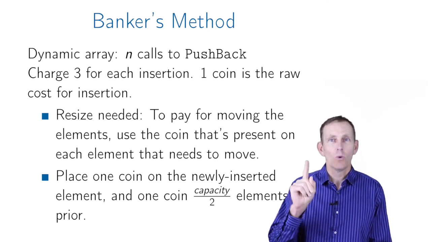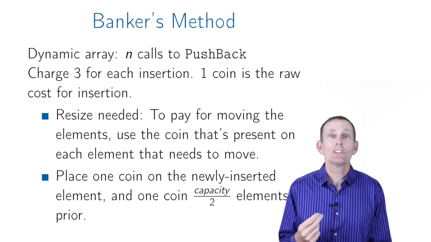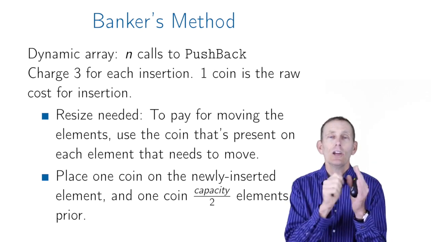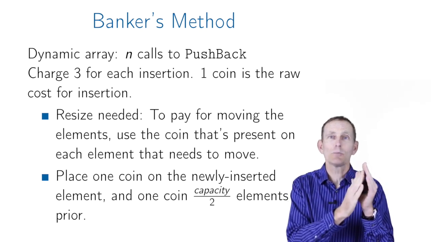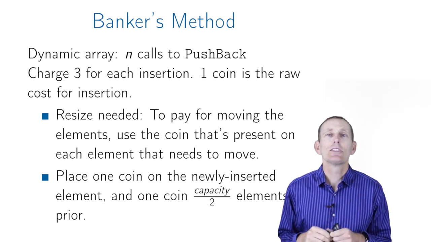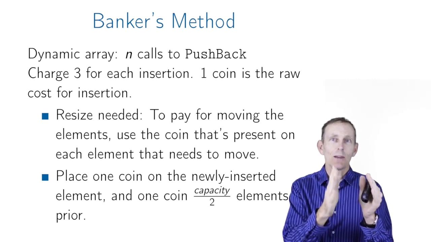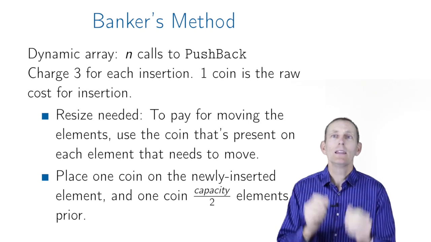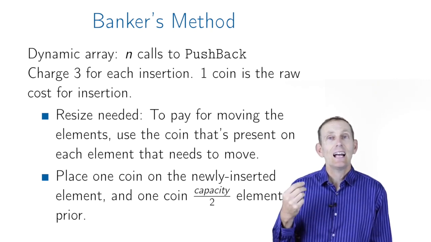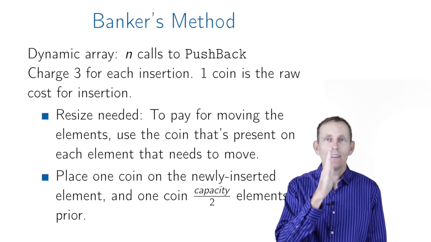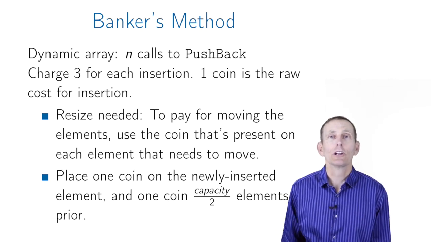So we charge 3. 1 is the raw cost for the insertion. If we need to resize, we've arranged things such that for the array to have been full, we had to have done enough pushbacks such that every element got a token on it. All the new ones that we added since the previous resize, plus every time we added one of those new ones, we prepaid for a prior element as well. So we pay our 1 insertion, we pay 1 for the element we're adding now, and we pay 1 for a buddy element earlier.